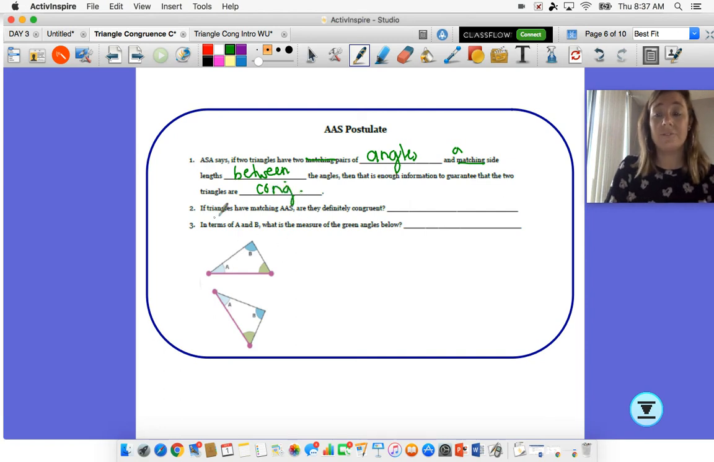If triangles have matching angle, angle, side, so corresponding and congruent, angle, angle, side, are they definitely congruent? And the answer is yes again. In terms of A and B, what is the measure of the green angle, right? Oh, we talked about this. Remember triangle sum?